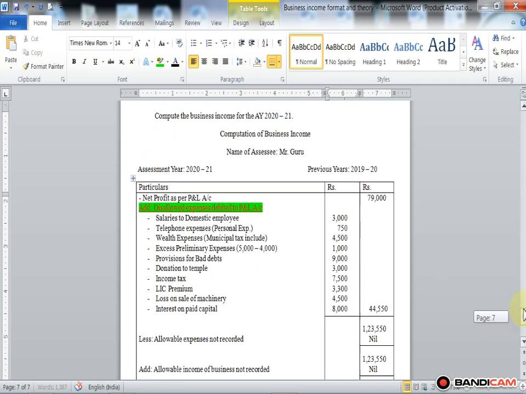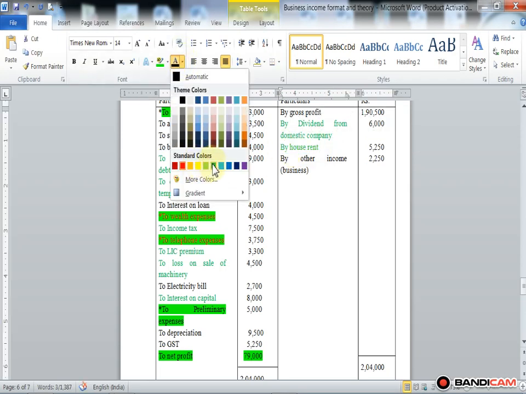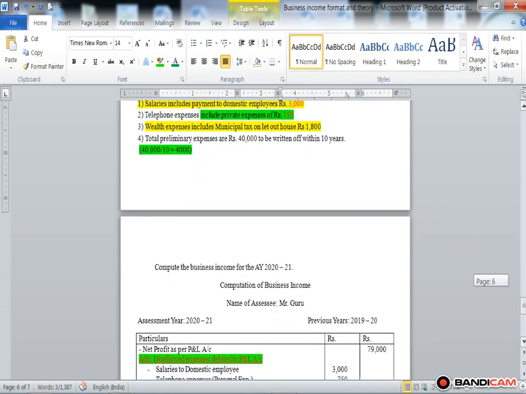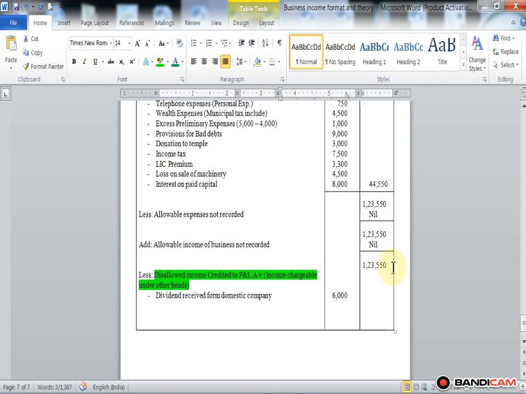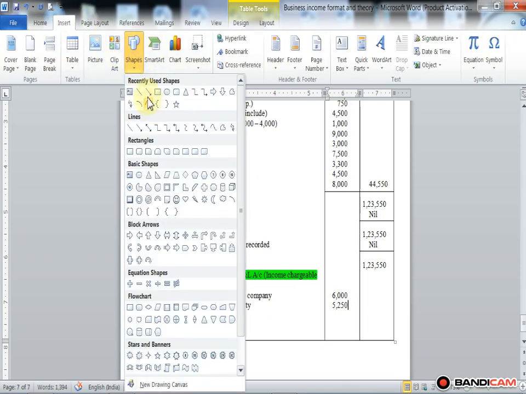And another income under other head, that is rent received from house property. Okay, so rent received from house property is rupees 5,250. So here rent received from house property, okay, amounted to rupees 5,250. So make the total and deduct this other income from net profit.